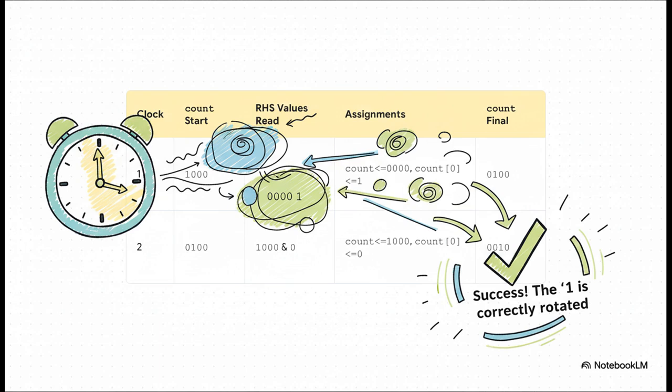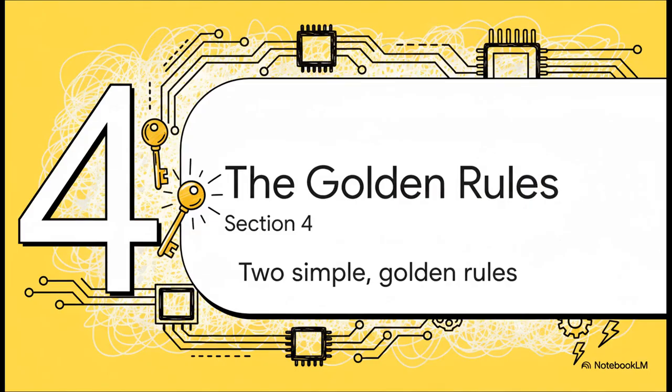Then it does the assignment. Count becomes 0, 0, 0, 0, but at the exact same instant, count[0] becomes 1. And the final result? 0, 0, 0, 1. Perfect. The 1 rotated exactly like we wanted. Okay, that case study makes the difference painfully clear, doesn't it? So how do we make sure we never fall into that trap? Well, lucky for us, it really just comes down to 2 simple golden rules.